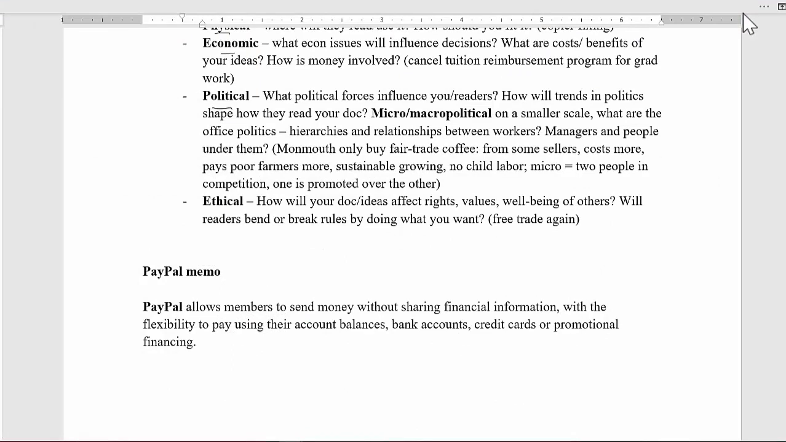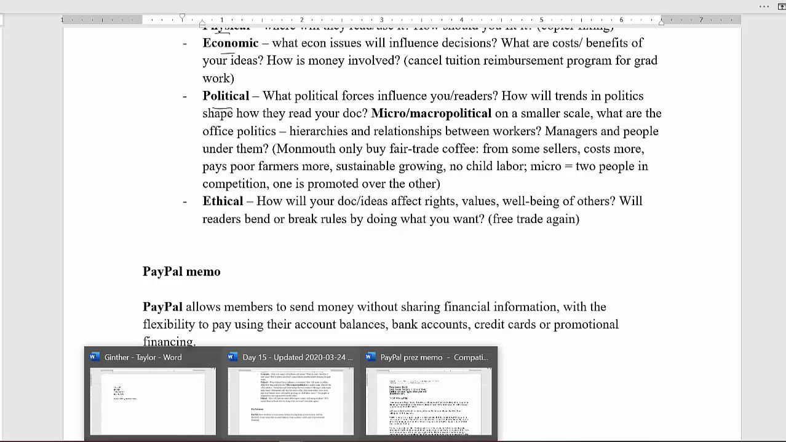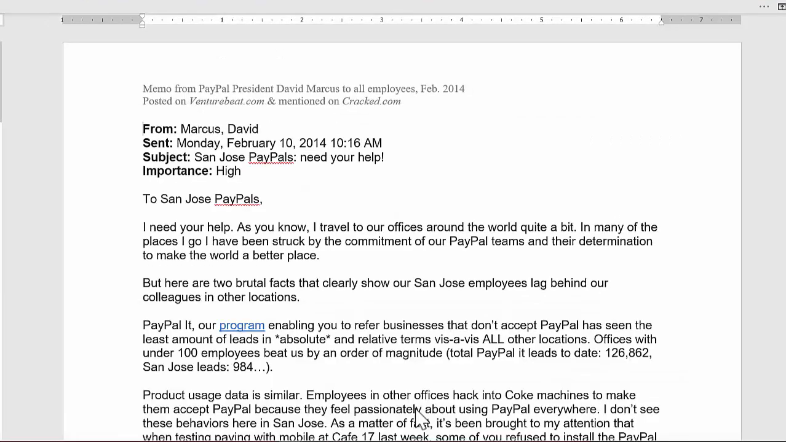Nearly all of you know that PayPal is a company that allows its members to send money without sharing financial information, with the flexibility to pay using their PayPal accounts, their bank balances, credit cards, and it also has promotional financing. When you read the letter, use that background information and other things you might know about what's going on in the world or in the economy to determine the readers and context. I want you to analyze this carefully to determine the mistakes that President David Marcus made in his memo.